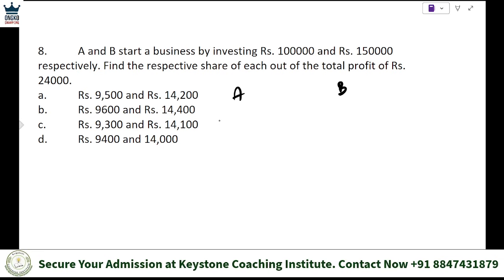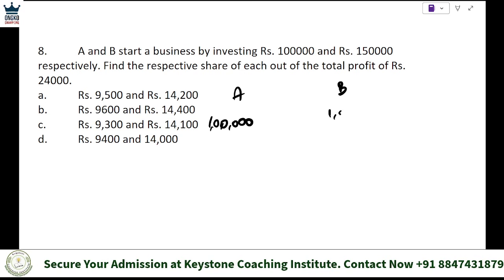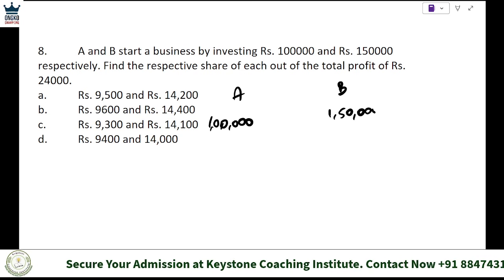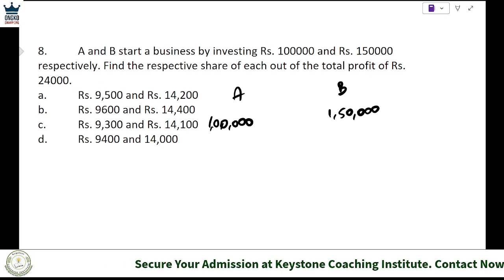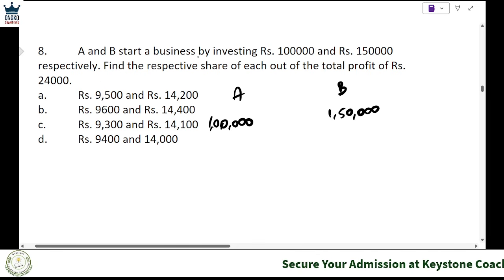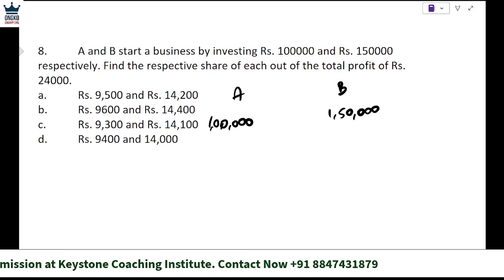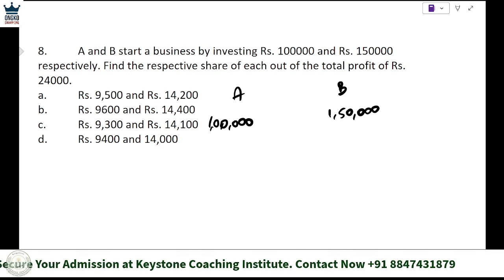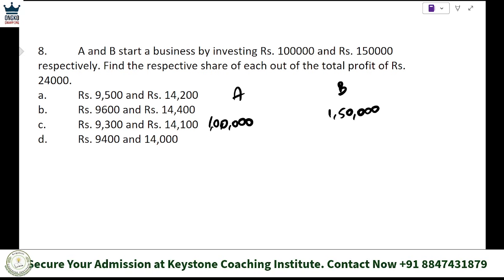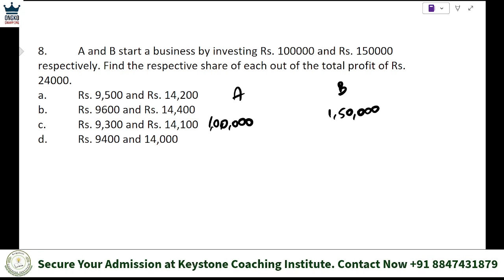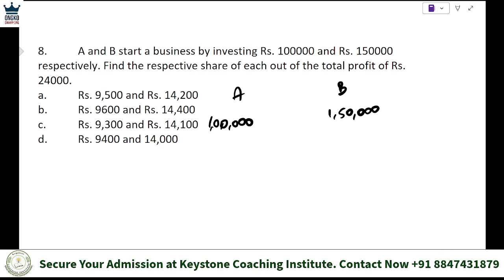So they started a business by investing 1 lakh and 1 lakh 50,000 respectively, meaning A is 1 lakh and B is 1 lakh 50,000. If there's no word respectively, then we cannot say who invested what. Find the respective share of each out of the total profit of rupees 24,000.